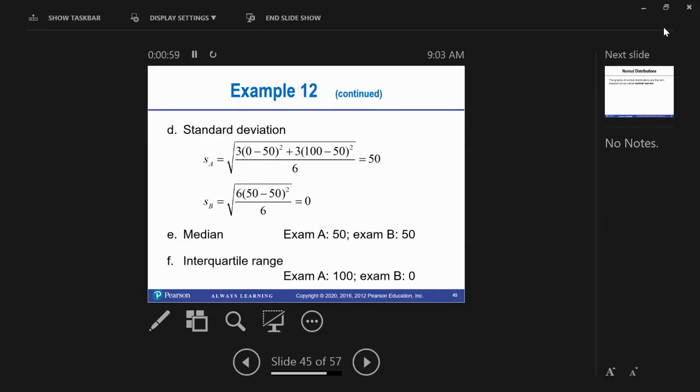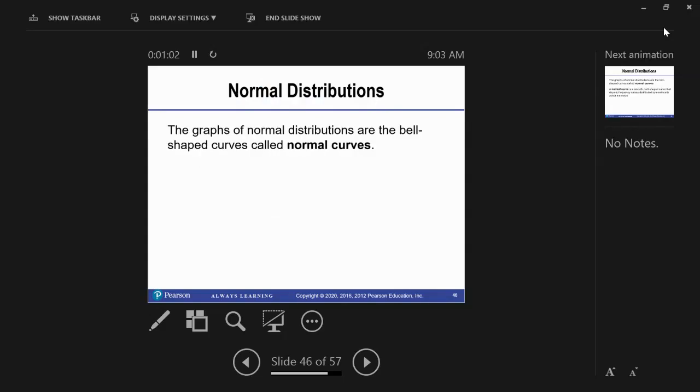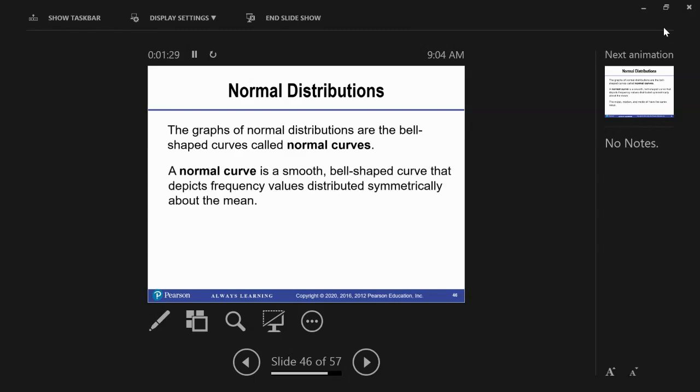Okay, then next we have something called normal distributions. The graphs of normal distributions are the bell-shaped curves called normal curves. So if you've ever asked, are you grading this on a curve? Typically, if it's a true curve, then what the instructor does is they make their data fit into what's called a normal curve. The normal curve is a smooth bell-shaped curve that depicts frequency values distributed symmetrically about the mean.